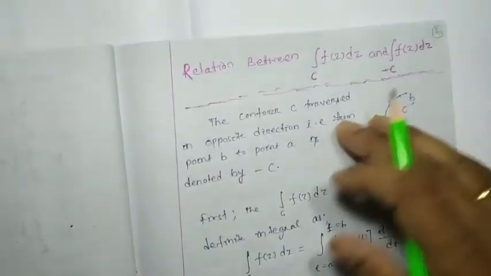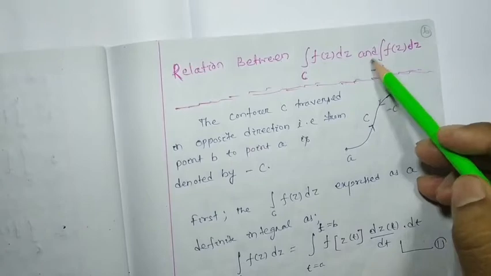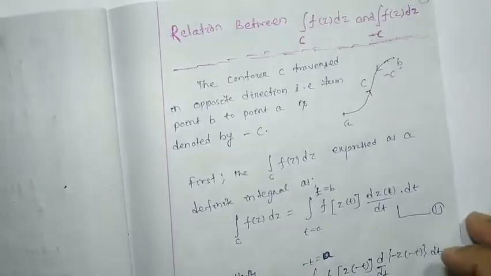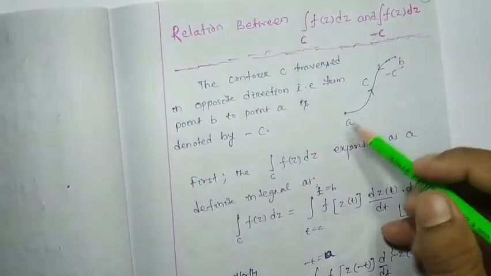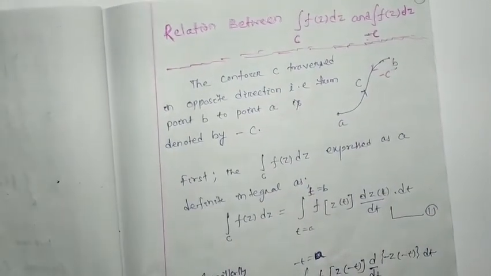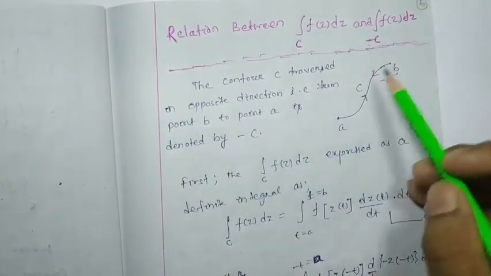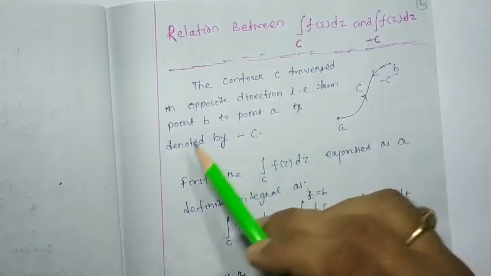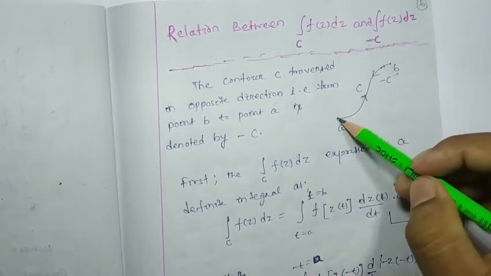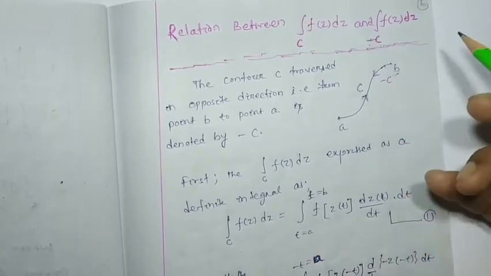Next, the relation between the contour integration of f(z) dz and the contour integration over minus C of f(z) dz. This is important; you have to watch carefully. The contour C traversed in the opposite direction, that is from point B to point A, is denoted by minus C. So if the traverse of the contour from A to B is C, then from B to A it will be minus C.